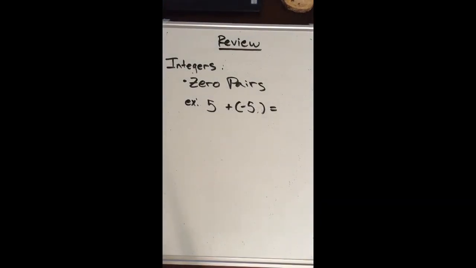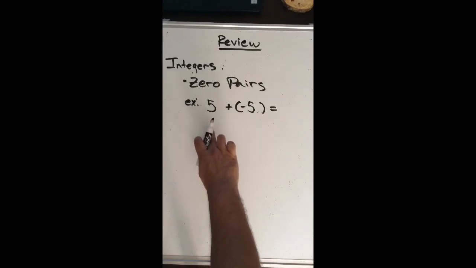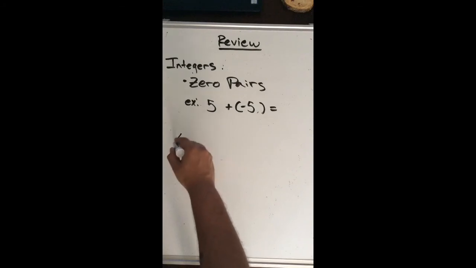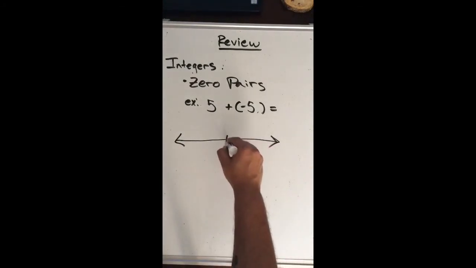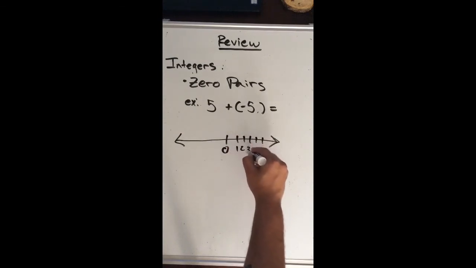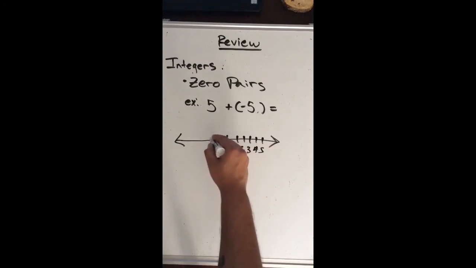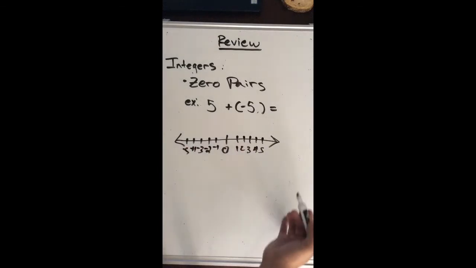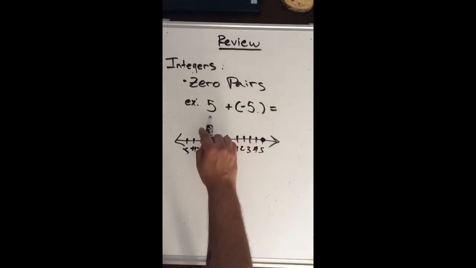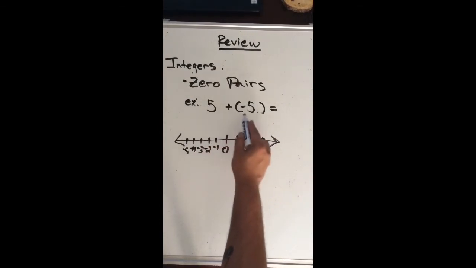You can use either way to solve for any addition or subtraction of positive and negative numbers. For instance, we see here positive 5 plus negative 5. If we were to draw that on a number line, we have 0 in the middle, 1, 2, 3, 4, 5, and just for fun, we're going to do negative 1, 2, 3, 4, 5. So we're starting here at positive 5. That's our first term. And then we're going to add negative 5.